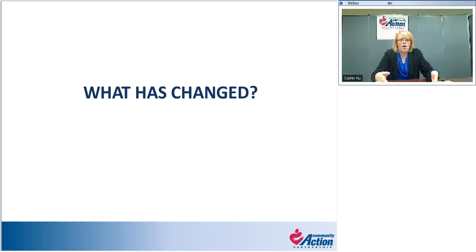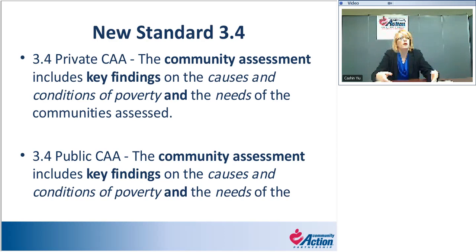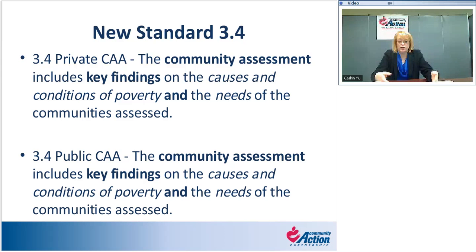So let's walk through now what has changed in some of the organizational standards. Here's one of the two new standards, 3.4. The community assessment includes key findings on the causes and conditions of poverty and the needs of the communities assessed. This is going to be the same for both the private CAP and the public CAP. I do think that this is a significant change, and to make sure that folks are aware of this change, this adds a new component to the needs assessment standard.